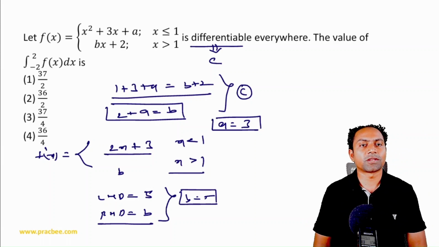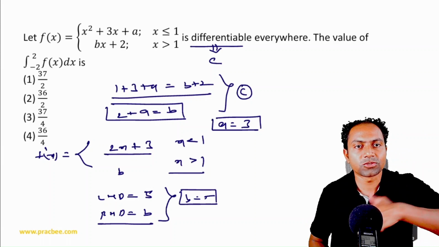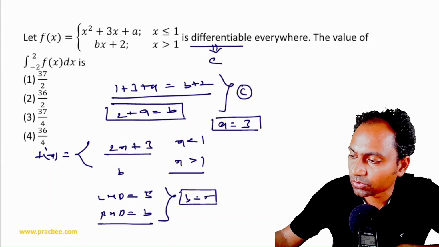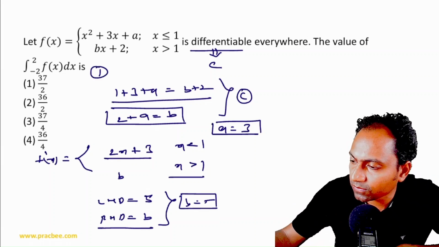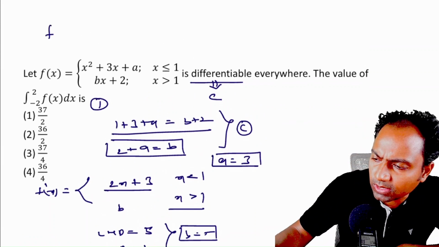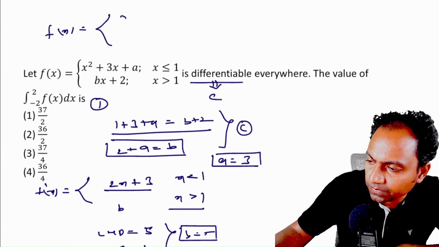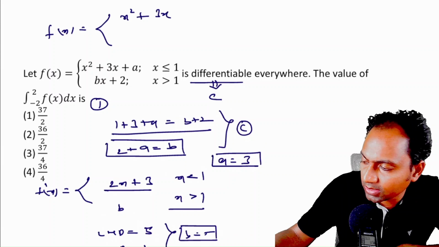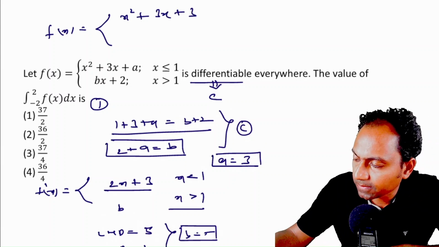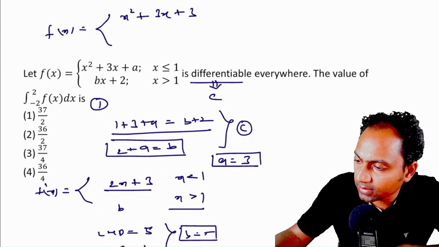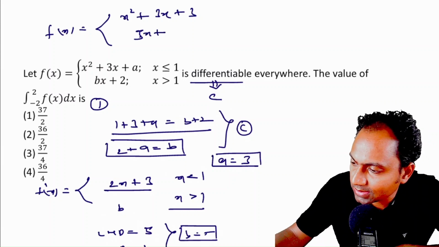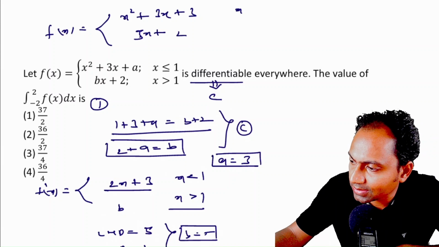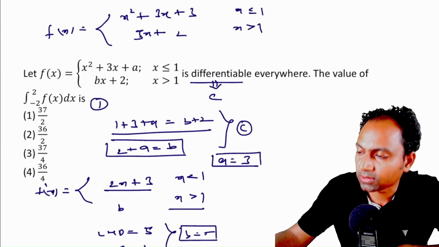Now let us move to the second part. What they want us to find is the integration of f(x) from minus 2 to 2. So this is the first part. Now we have figured out the function. So now your function looks something like this. f(x) is equal to x square plus 3x plus 3 when x is smaller than or equal to 1, and 5x plus 2 when x is greater than 1.